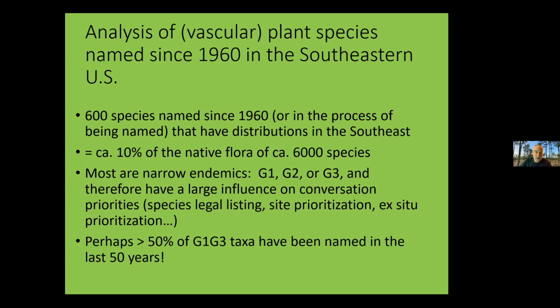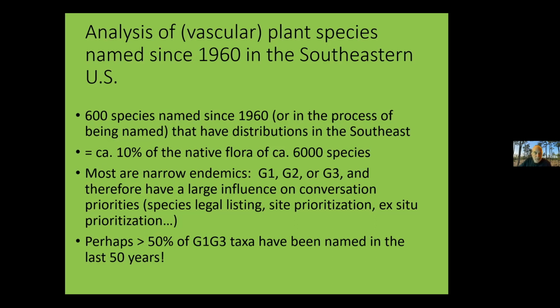Something like 10% of the native flora of the southeastern United States, about 6,000 species total, about 600 of them, have been named or are being named in the last 60 years, 70 years. And many of those species that are being named are rare species. They're narrowly endemic species of specialized habitats. In the NatureServe lingo, G1, G2, or G3 species, the more imperiled end of the conservation spectrum. And therefore, these species warrant conservation attention. They warrant legal listing in many cases, and so forth.